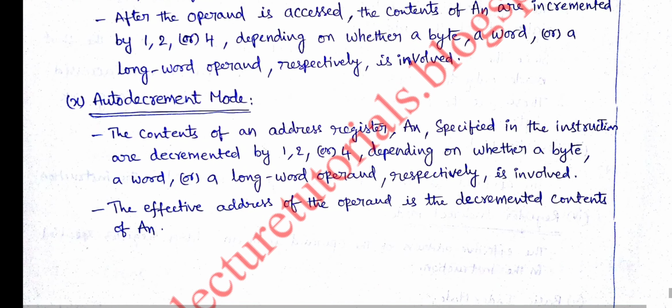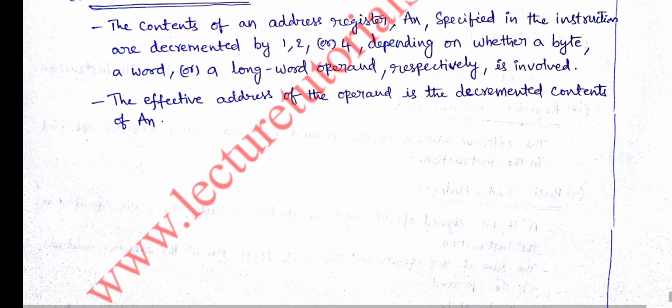Auto decrement mode is the same as above, but based upon whether it is a byte, word or long word, it is decremented by 1, 2 or 4. The contents of an address register An specified in the instruction are decremented by 1, 2 or 4 depending on whether a byte, word or long word operand respectively is involved. The effective address of the operand is the decremented contents of An.